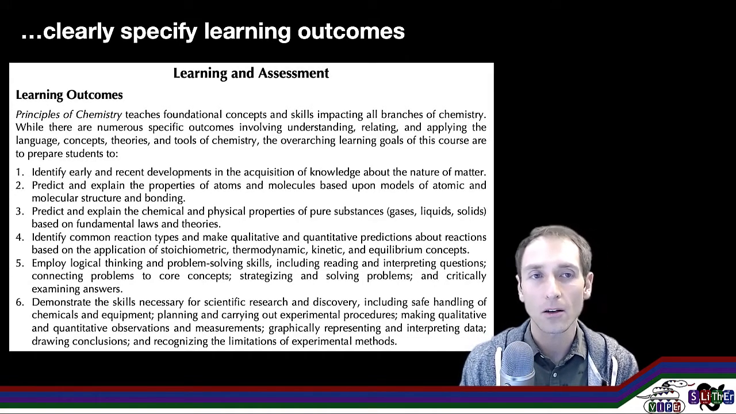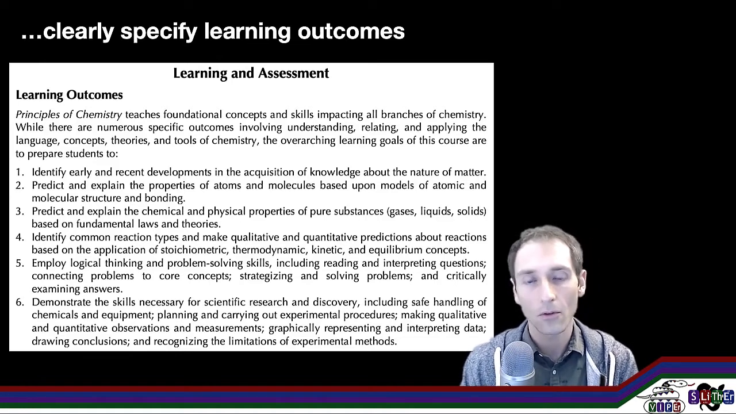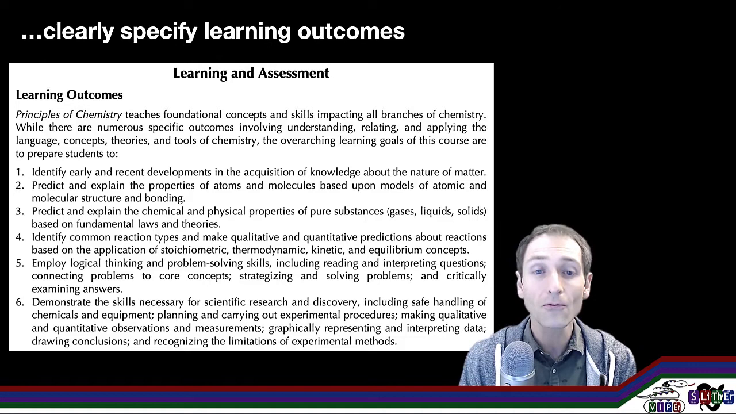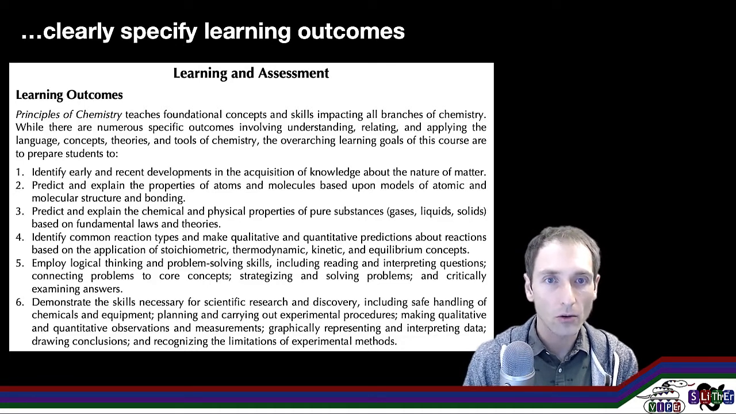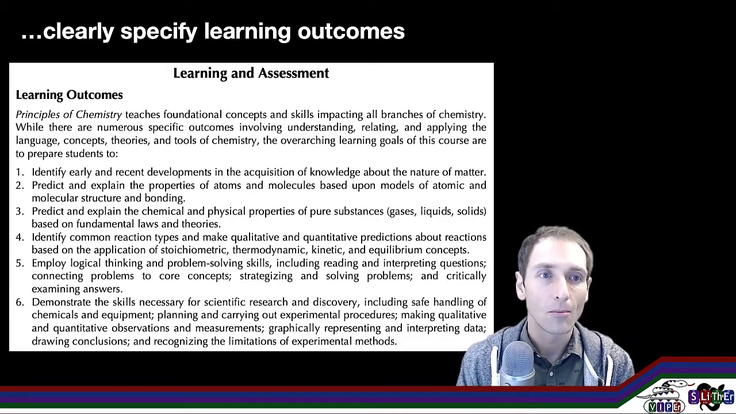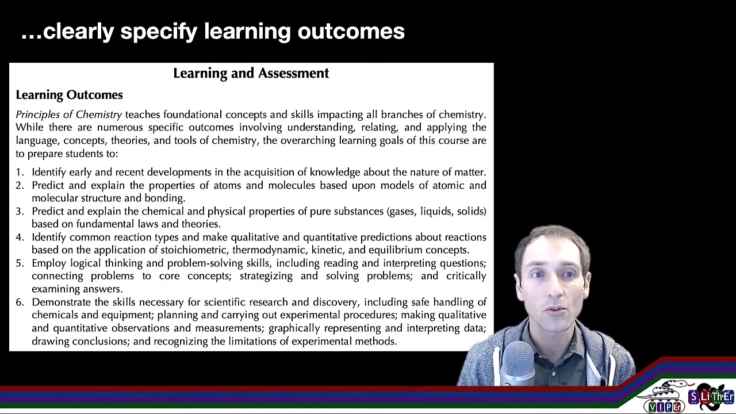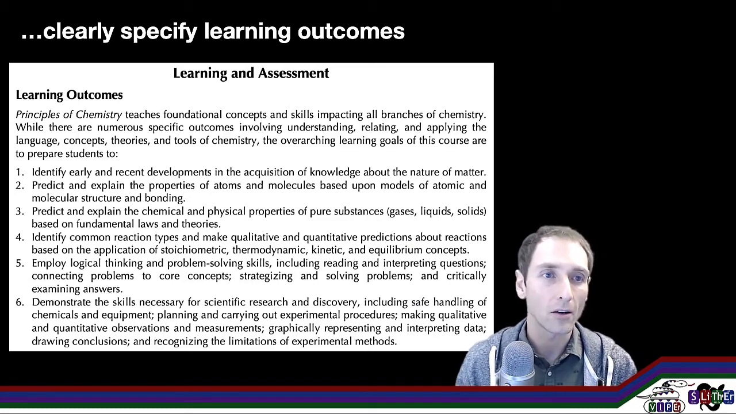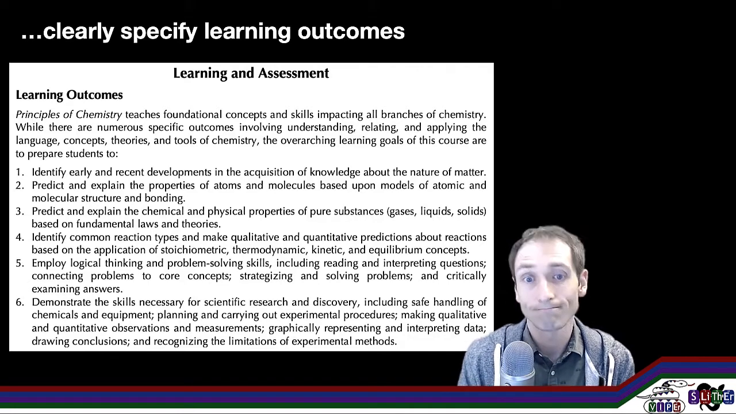I think the most important piece that I want to get across is that this is a general chemistry course where we're taking a ton of different topics. Over the course of the semester, I'm teaching 15 chapters. I only have 6 learning outcomes. Now, these learning outcomes are pretty general, and they are all very important ideas. But even in the preamble up at the very top, while there are numerous specific outcomes involving learning, relating, applying all of these things, these are overarching learning goals of the course.